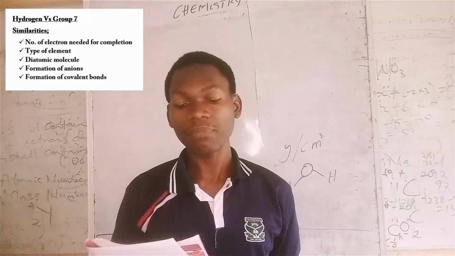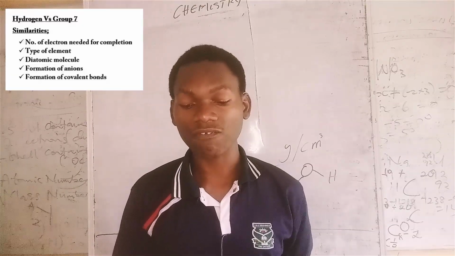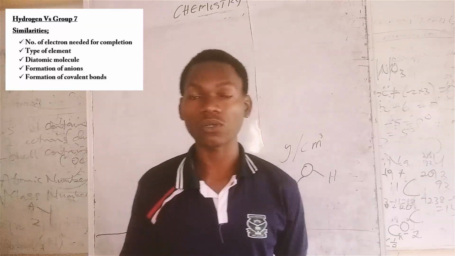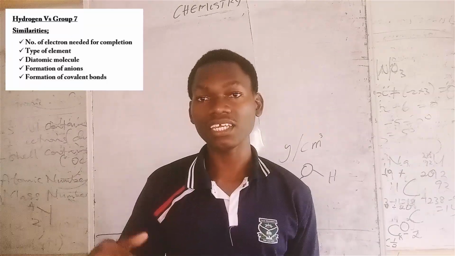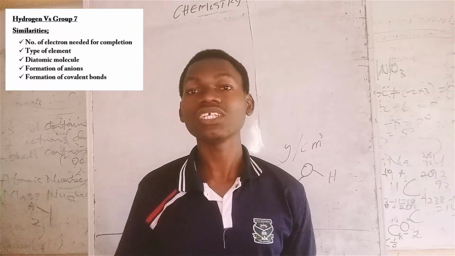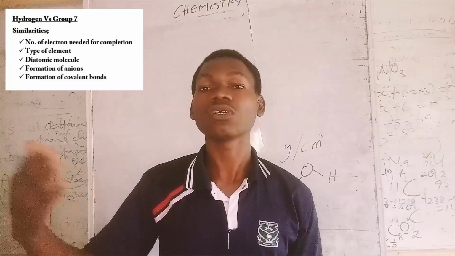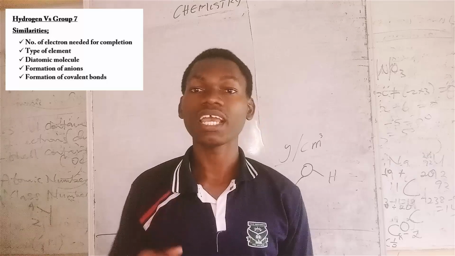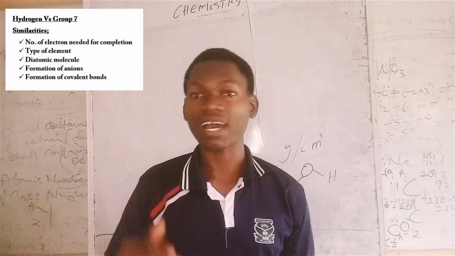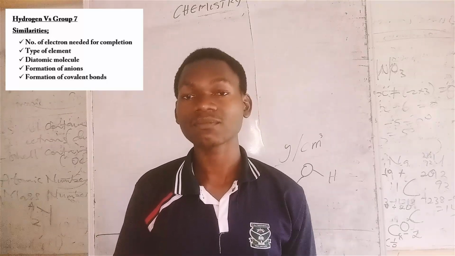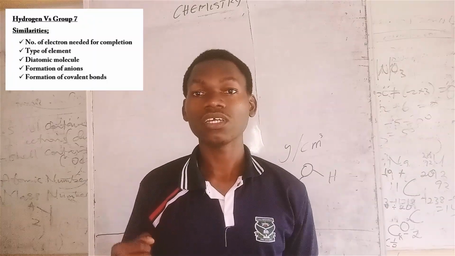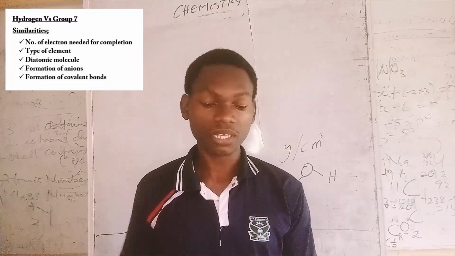So they are all diatomic molecules. They come in pairs. Another similarity is the forming of anions. Hydrogen also has the ability to form an anion by doing what? By gaining 1 more electron. So halogens gain an electron to form what? Anions. Also, hydrogen has the ability to gain an electron to form an anion, and that type of anion is called a hydride. When hydrogen accepts an electron, it forms hydride, H minus.